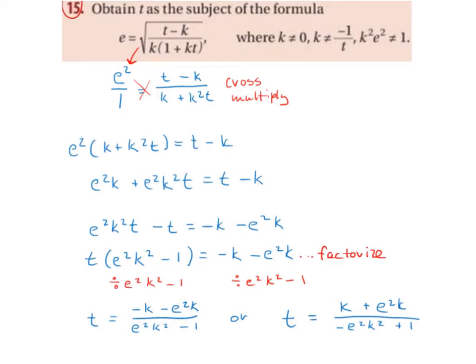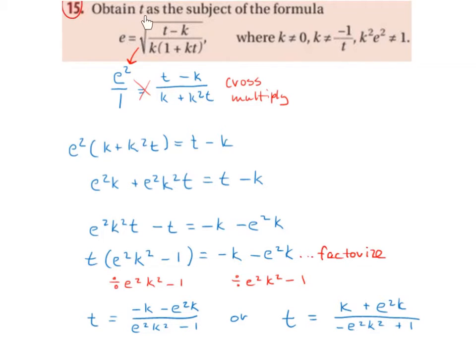Obtain T as the subject of the formula. We have E equals the square root of T minus K divided by K times 1 plus KT, where K cannot equal 0, K cannot equal minus 1 over T, and K squared E squared cannot equal 1. So what I'm going to do is change the E to be E over 1. I'm going to multiply out my denominator. K by 1 is K. K by KT is K squared T. And the square root is going to come over the equal sign and become squared.